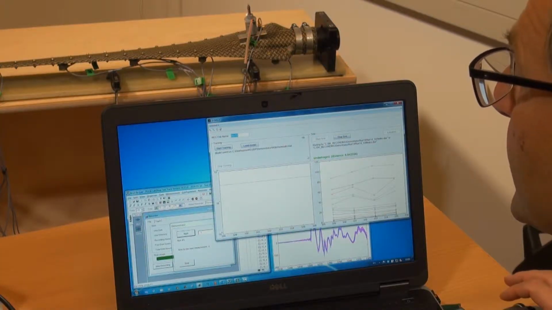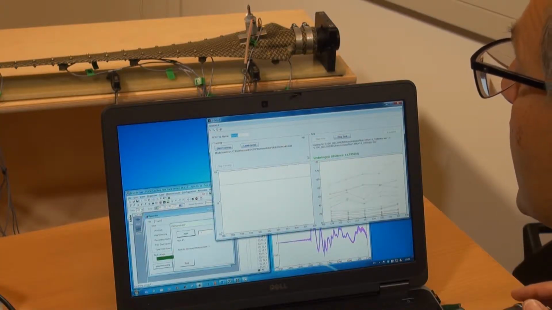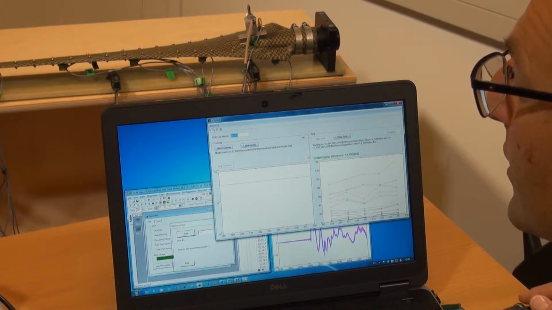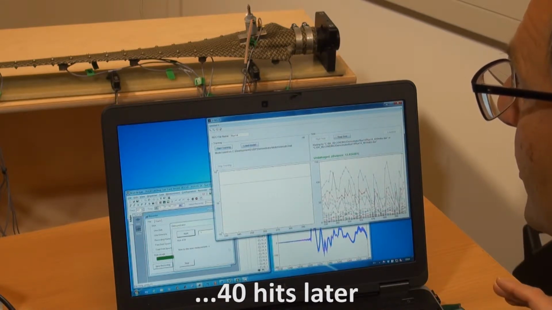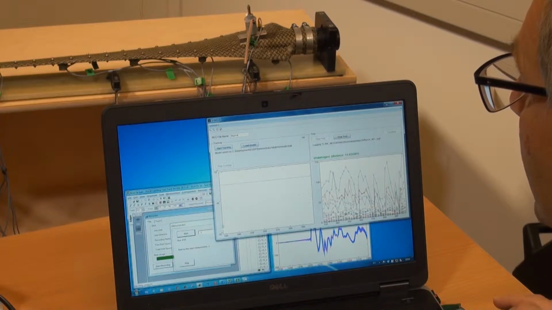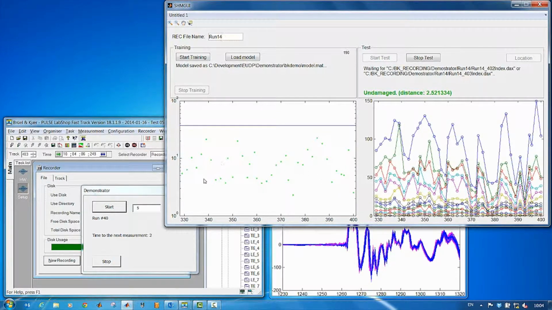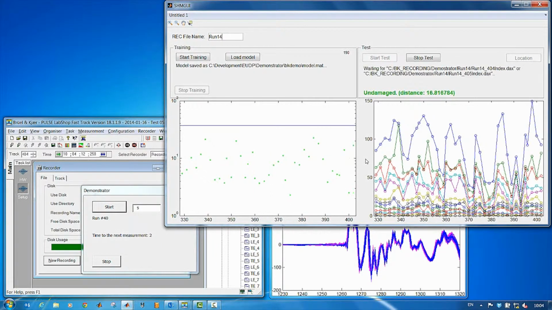Let's wait and give the system several hits to see if any false alarm happens. Now about 40 hits are made in the normal state. You can see that all the detections were correct. All the points are green and the blade is detected as undamaged. Now I'm stopping this test and we'll introduce the damage.